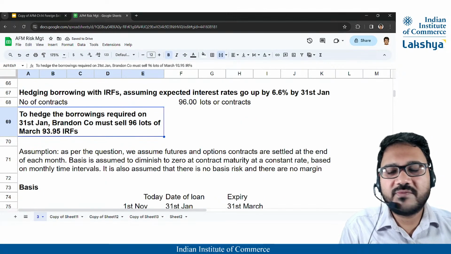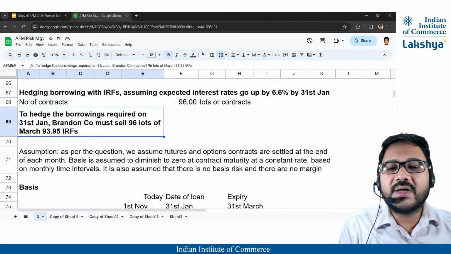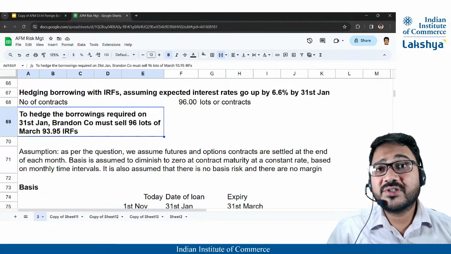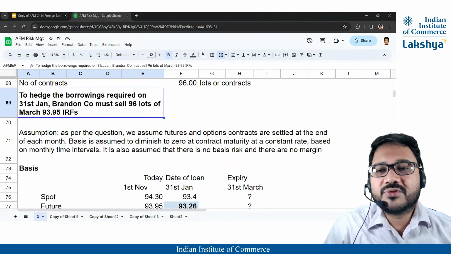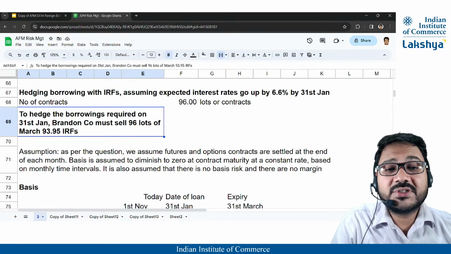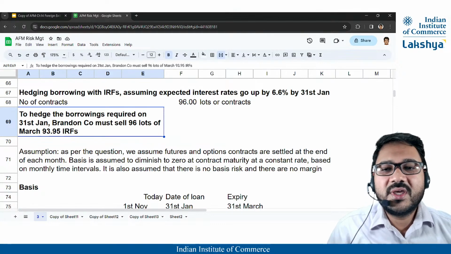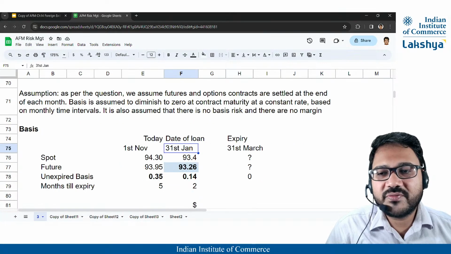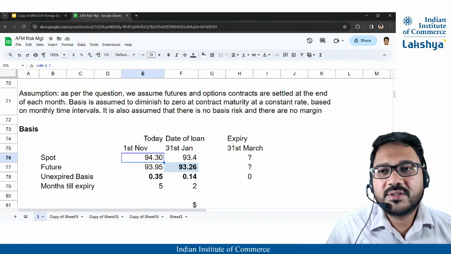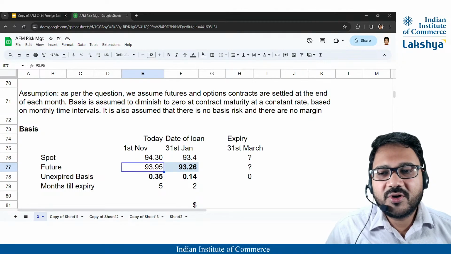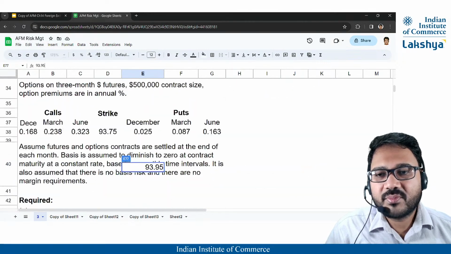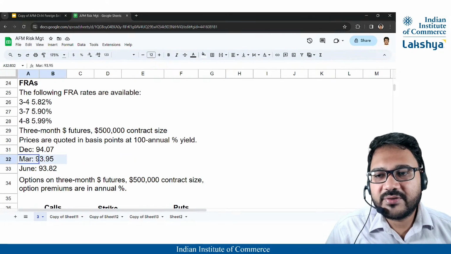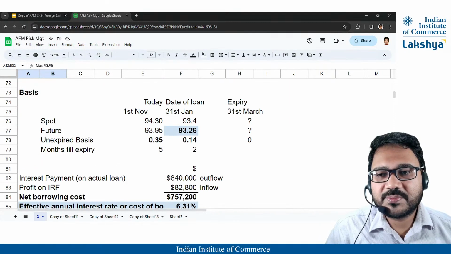So now we know what to do with futures. Now we need to decide what is the profit or loss that we would make in futures. Since there is an adverse movement, that means we are going to make a profit in our futures contract as well. Now, how do we know what would be the price of the futures on the 31st Jan? All we know currently is the spot rate, that is 94.3. We know the futures rate, that is 93.95. You see, the futures price is already given, right? It's already given over here, 93.95. So we took the futures price from them.